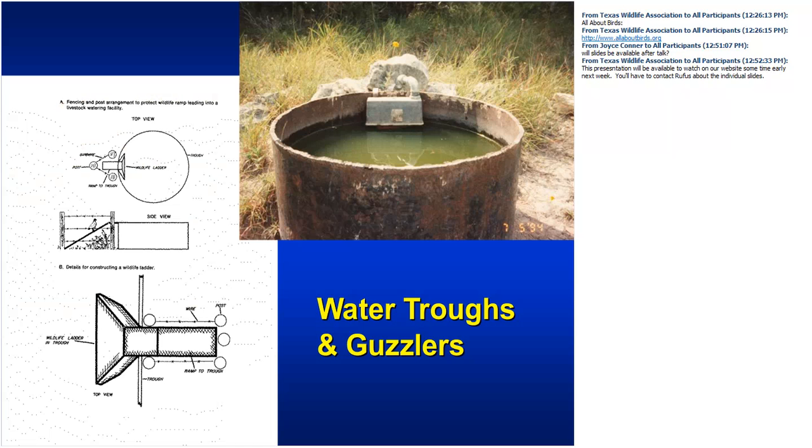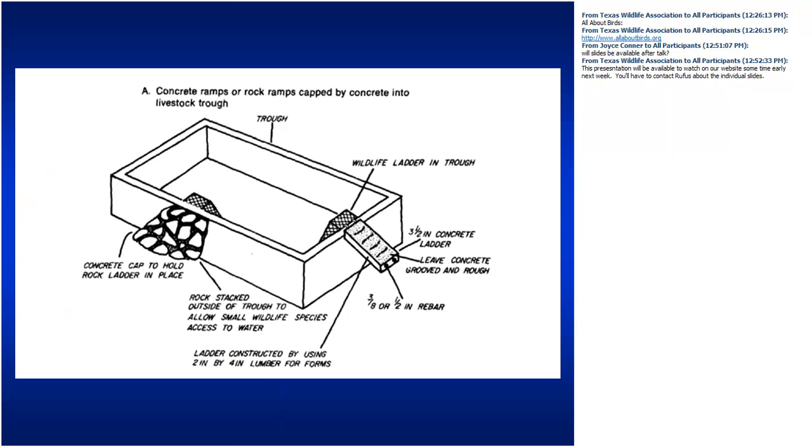Here's some more examples of different types of ramps. It can be as simple as putting cinder blocks or rock in a shallow trough to make it more accessible, but it could be hardware cloth, it could be a variety of things.